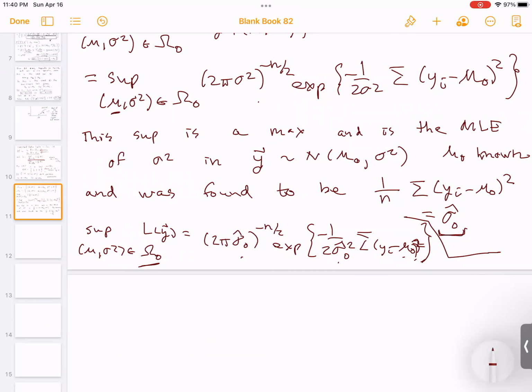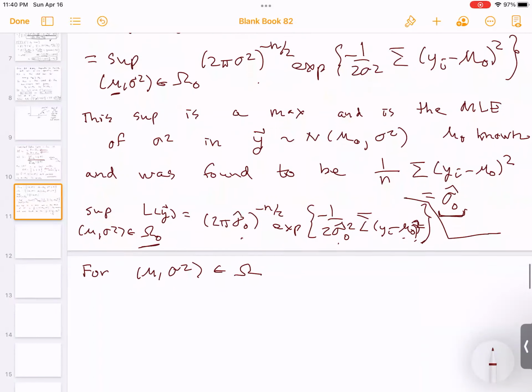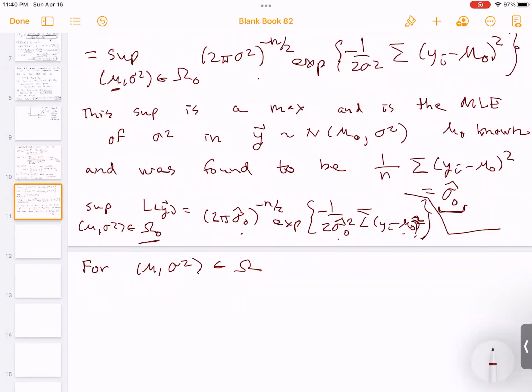Okay. All right. Now, what about for the composite? Well, they're both composite hypotheses, but the more complicated denominator. Okay, what do we do? So for the denominator, we need to compute lambda again. So we need to maximize. So let's write this for the denominator, for mu, sigma squared in the composite. We must maximize.